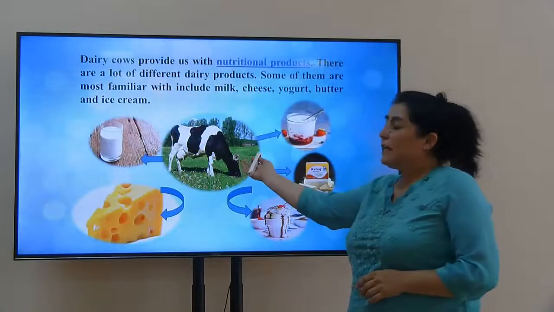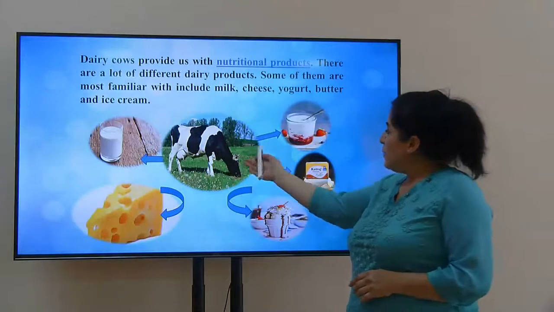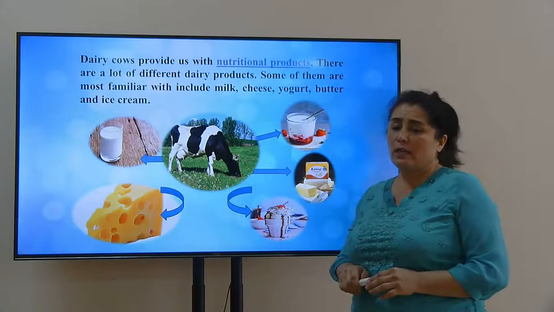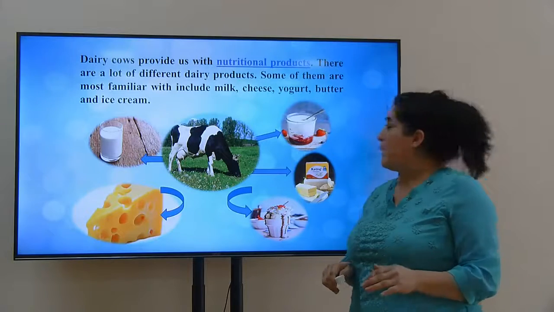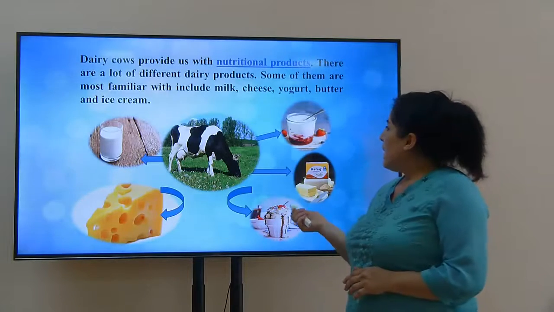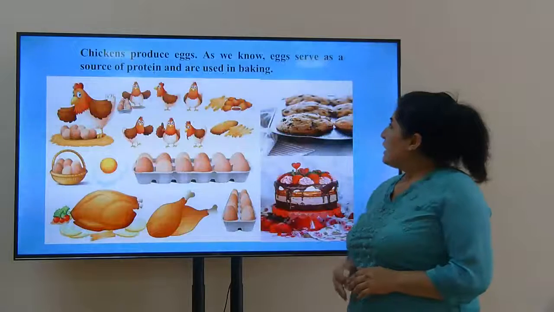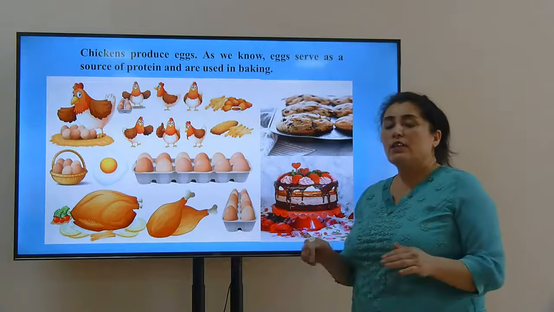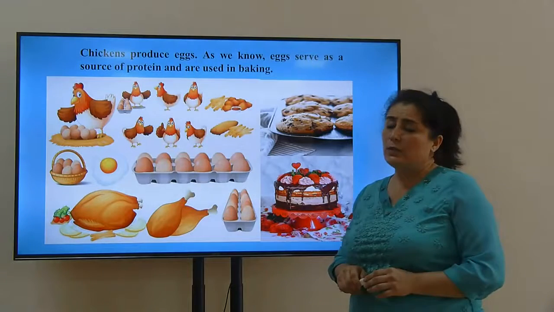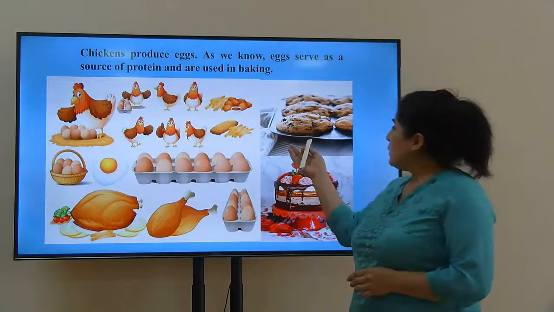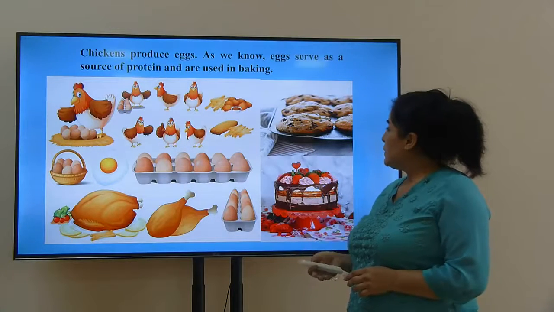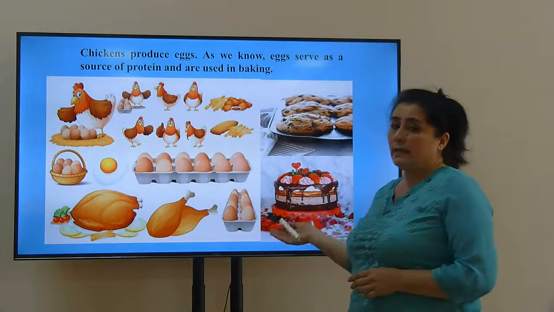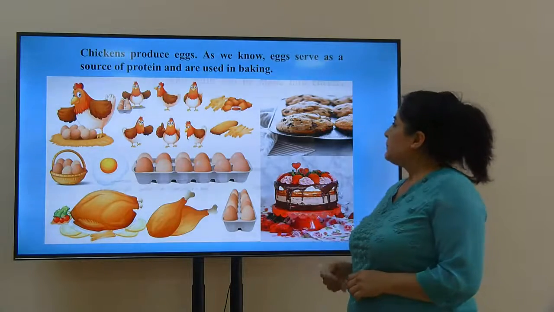So this is a dairy cow. Dairy cows provide us with nutritional products. Nutritional products are very useful for the human organism, and ice cream. Chickens produce eggs. Eggs, as you know, are rich in protein. Protein is also very useful for our health. Eggs are used in baking, for example, to bake biscuits and cake and other sweets.